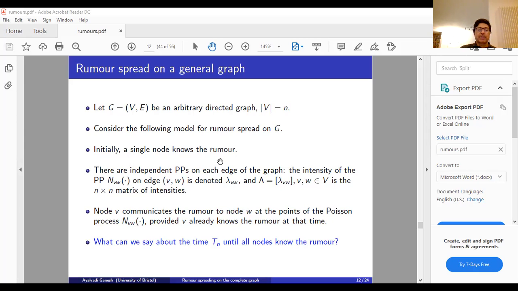As before, we start with a single node knowing the rumour. And also, as before, there are independent Poisson processes, or Poisson clocks, on each edge of the graph. The process will be denoted by N. It's indexed by the directed edges VW, and it's a Poisson process with intensity or rate lambda VW. And capital Lambda will denote an n by n matrix whose elements are the intensities on each of the edges of this graph. So it's indexed by an ordered pair of vertices.